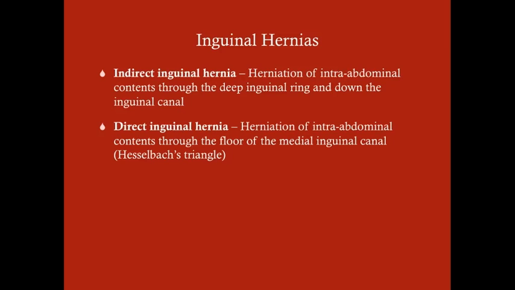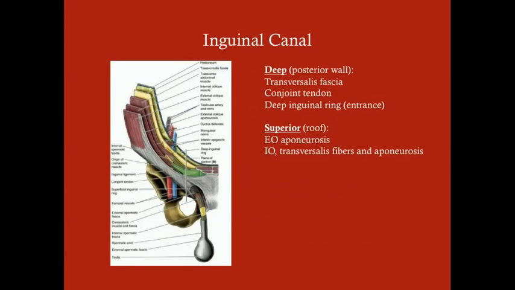Okay, so what are these hernias that we're going to talk about? Indirect and direct. And their names have really not a lot to do with what they are, because it doesn't really make much sense. Indirect inguinal hernia is just a hernia of intra-abdominal contents that go through the deep inguinal ring and kind of follows the spermatic cord down through the canal, and ultimately, if it goes far enough, down into the scrotum.